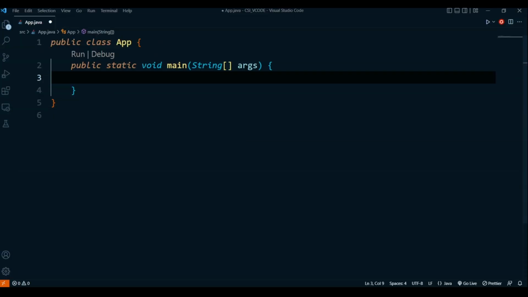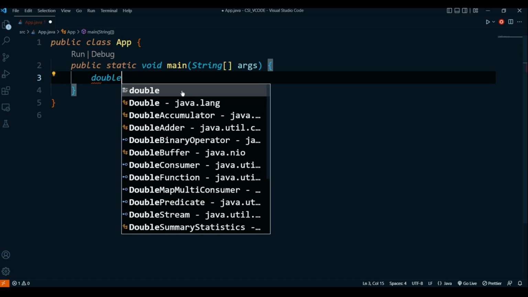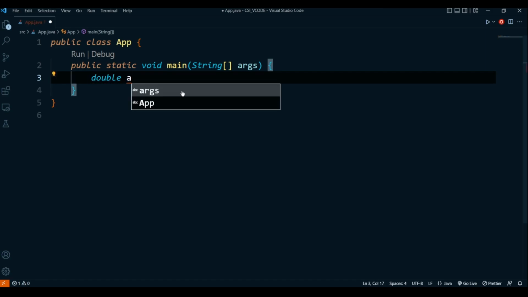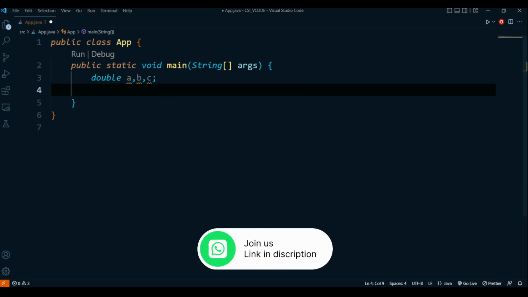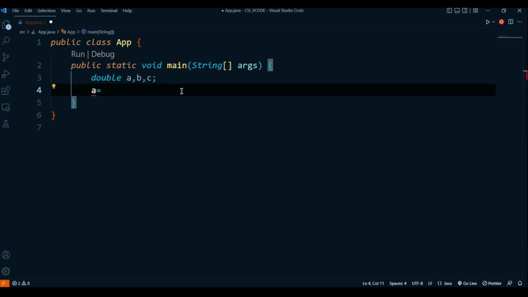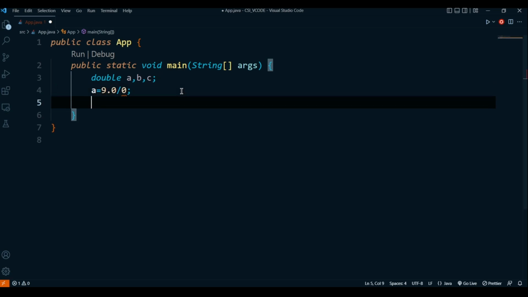Okay, so I have loaded up my Java file and I have created this main class. In this main class, I'm defining some variables. Let's name them A, B, and C. I'll create some values for A, B, and C. So A is 9.0 divided by 0.